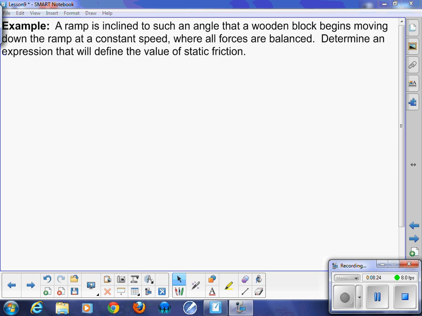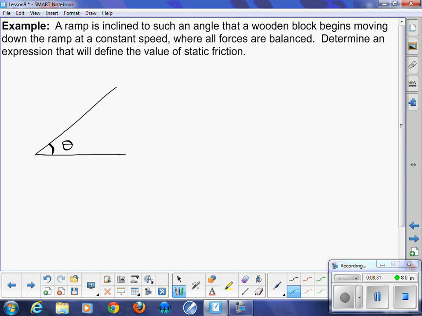So my final example: a ramp is inclined at such an angle. So they don't give us an angle apparently. So there's theta, that a wood block begins to move down the ramp. So there's my wood block at a constant speed. So that means it's like the sticky shoe experiment in grade 11. The shoe just starts to move. All forces are balanced. So that means that your force due to friction, opposing motion, and F_gx are going to be balanced. So the shoe starts moving, so to speak.